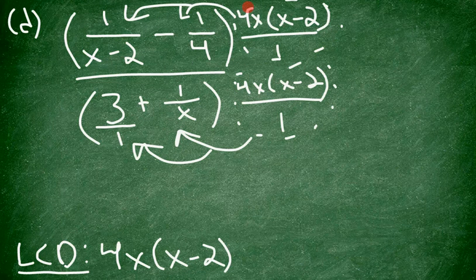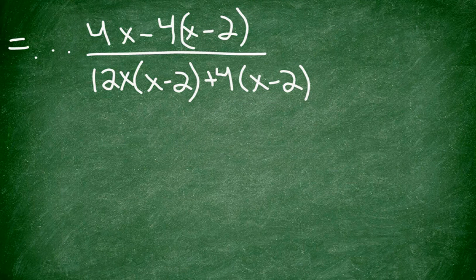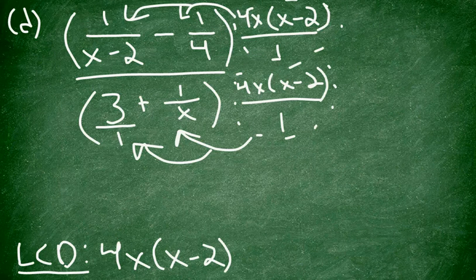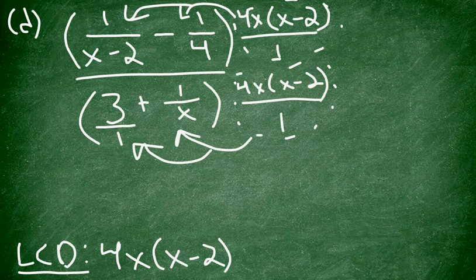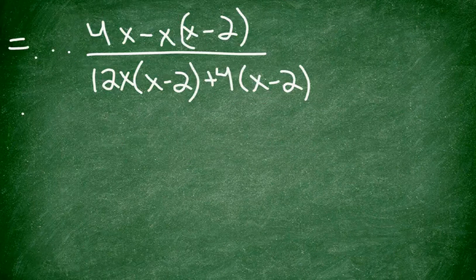Next step, 4's cancel, so I should have minus x minus 2. And I think that's the one, yep. So this should be an x. It's a good thing we went back and checked, right? So we got that one. Next one we have is 3 times 4 is 12, x minus 2. 12x times x minus 2, yep. And then lastly, the x's cancel, so I have 4 times x minus 2, 4 times x minus 2. Good, there we go. Okay.